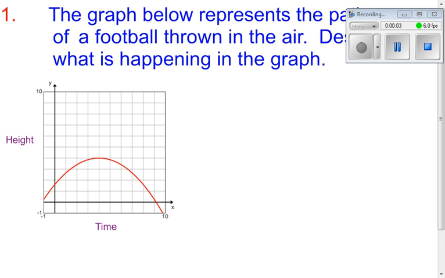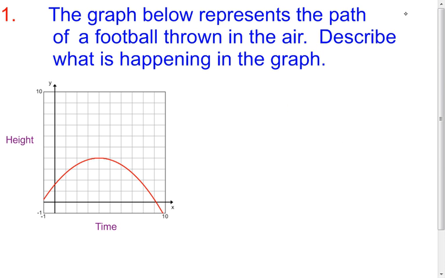All right, in this lesson, we're going to look at how different graphs may represent some different real-life situations. In this first graph, it represents the path of a football as it is thrown in the air. I want you to pay attention to how the axes are labeled. Down here along the x-axis, we have time, and up here along the y-axis, we have height.